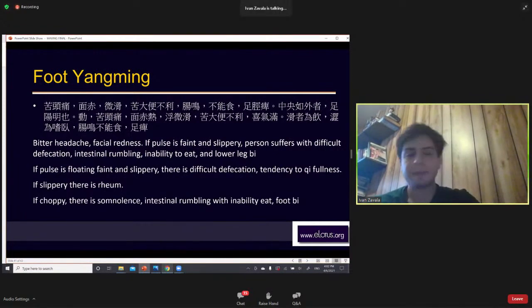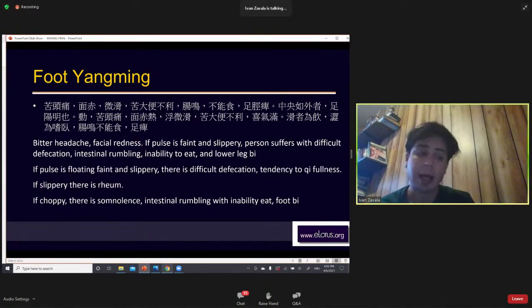Foot yang ming: bitter headache, facial redness, main symptoms. The pulse is faint and slippery. The person suffers with difficult defecation, intestinal rumbling, inability to eat, foot bi. Faint and slippery: the faintness doesn't mean there is yang deficiency per se. It just means the yang has internalized and not manifested, because yang is basically internalized.